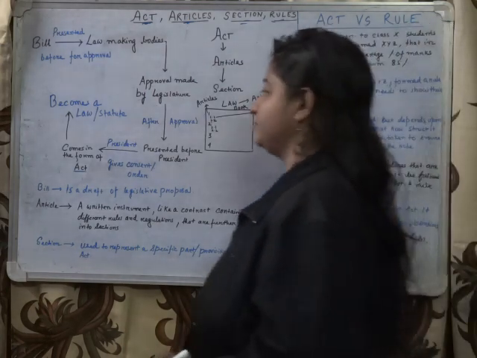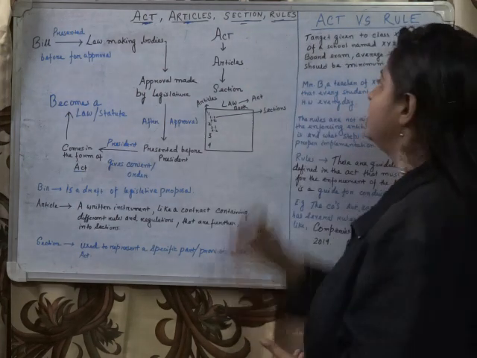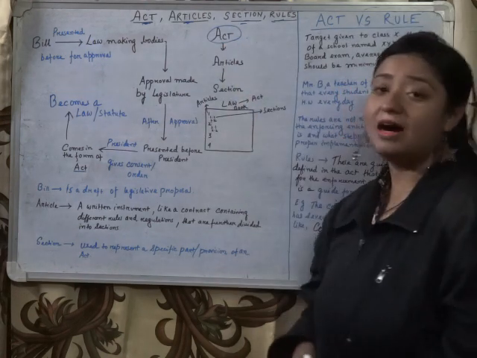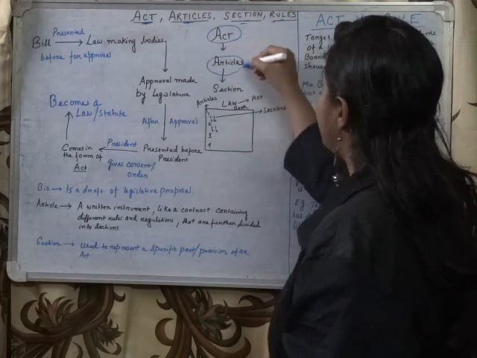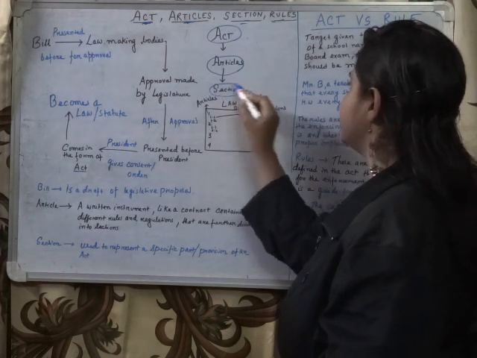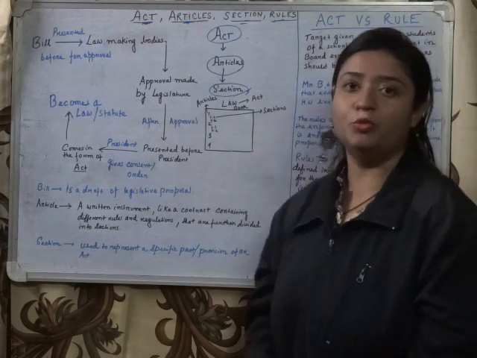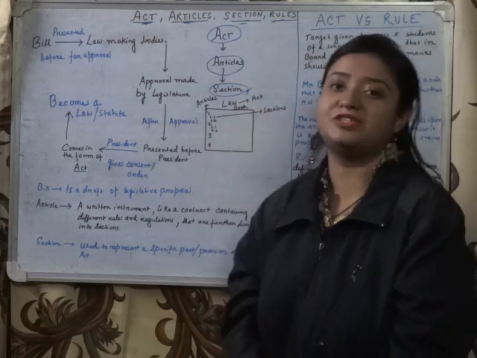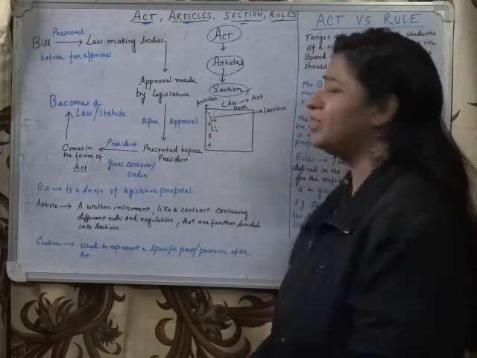At first, just look at this. I have written here, at first comes the act. After that, the next step comes the articles. And in the third step comes the sections. So in this way, we will move. Right. First of all, what is an act? Before that, it is very important to know what a bill is.